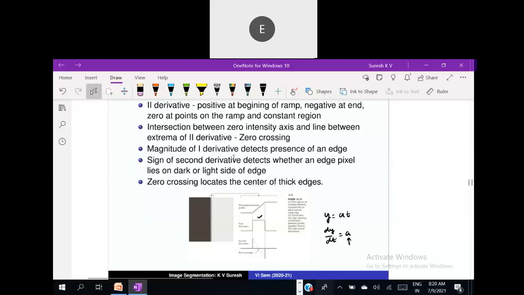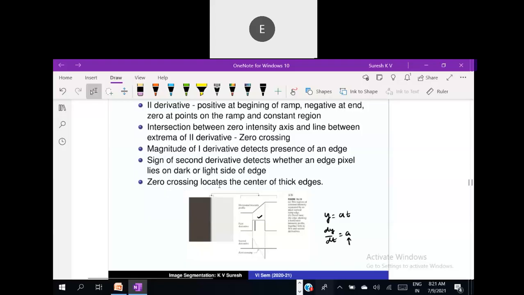Now the magnitude of the first derivative detects the presence of an edge. If I take the magnitude of this, obviously you'll get a positive value here, so it will tell me that there is an edge at this point. The sign of the second derivative detects whether an edge pixel lies on the dark or light side of the edge. For example, see here it is going positive, so I can say this is a dark pixel. Here it is going negative, so I can say this is a lighter pixel. This is a darker pixel, this is a lighter pixel. So that's what it says.